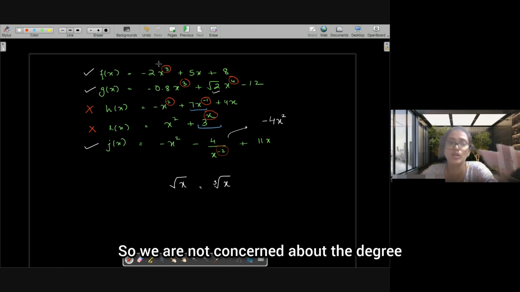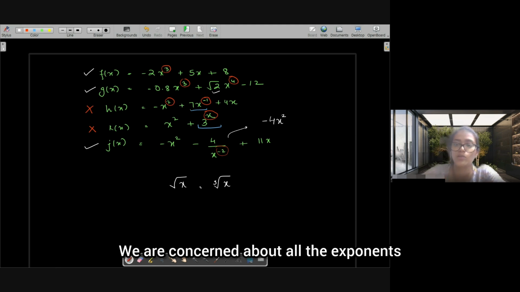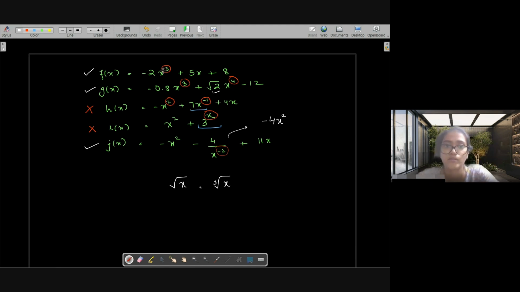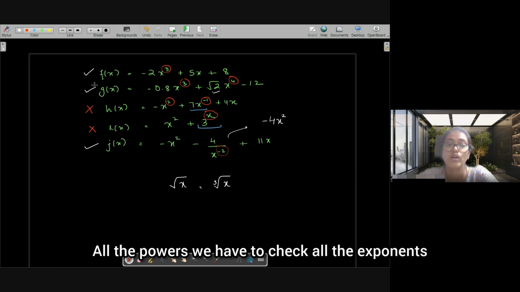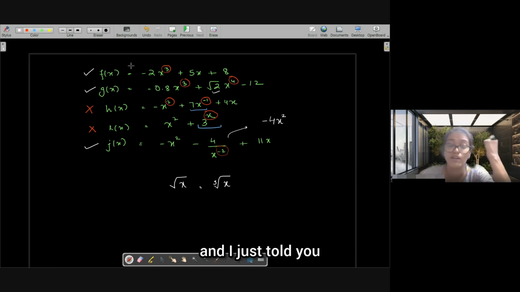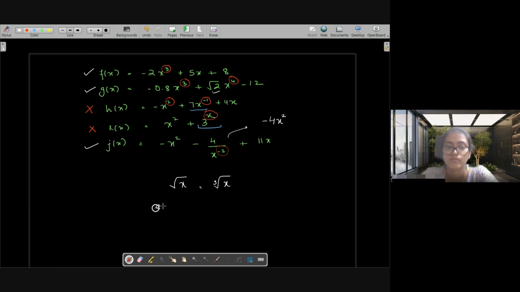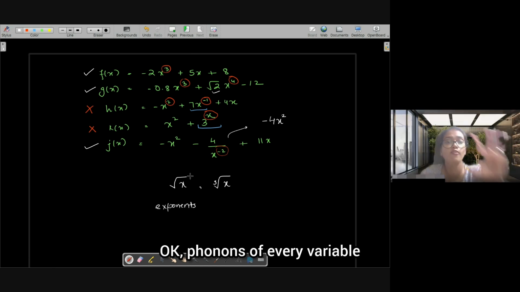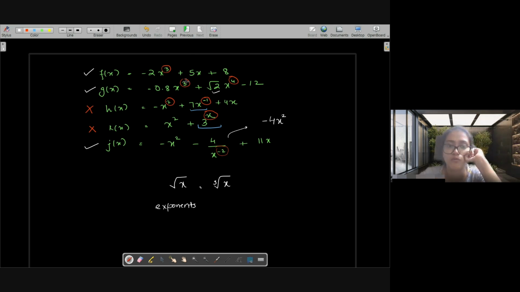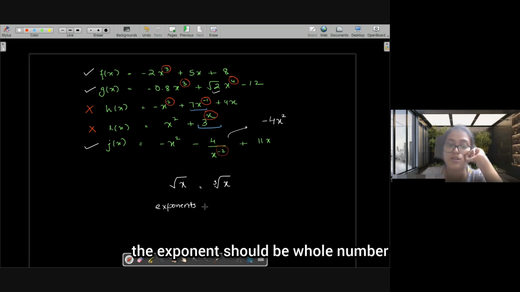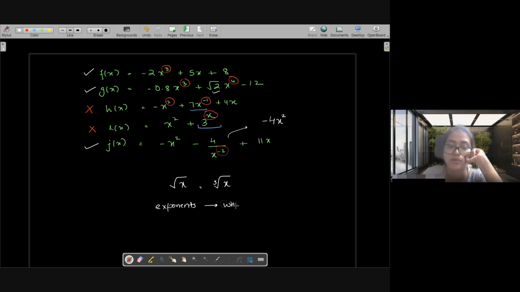So we are not concerned about the degree. We are concerned about all the exponents, all the powers. We have to check all the exponents. And I just told you that the exponents should be whole numbers. Exponents of every variable. Whatever variable you see, the exponent should be a whole number.